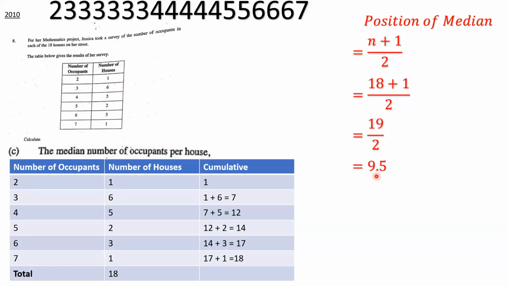And so what does that mean? Well, that means that we're looking for the ninth digit and the 10th digit, so 9.5 is going to be in between the ninth digit and 10th digit. So where's 9.5 going to be? Well, we know that this 7 is for the 7th digit, and then we have this 12, that's for the 12th digit. So that means that the median is going to be between the 7th digit and the 12th digit, which means that the median is going to be a 4, because any number between the 7th and the 12th digit is definitely a 4.